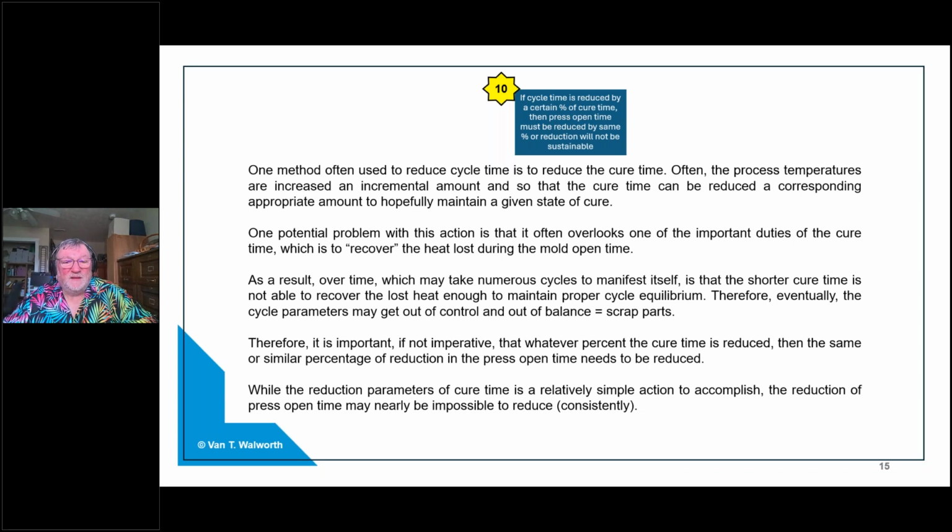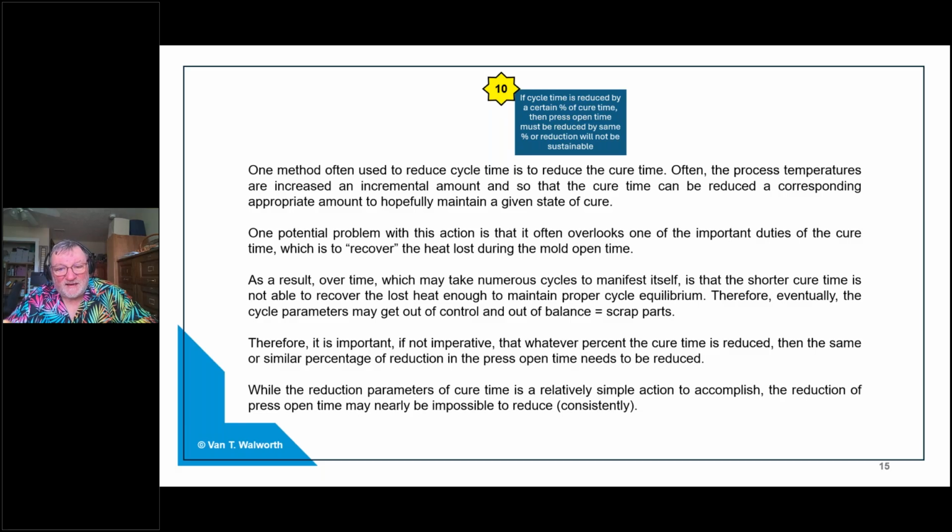Whatever percent that you shorten a cure time, say you shorten it by 10%, if you do not shorten the press open time by the same percent, then you will not be able to maintain the benefits of the cure time reduction. So what that means is if you've got an operator that takes a certain amount of time for the press to come down, shuttle out, remove parts, load new parts, or clean the press and then close the press back up, that takes a certain amount of time for that operator to perform that function.